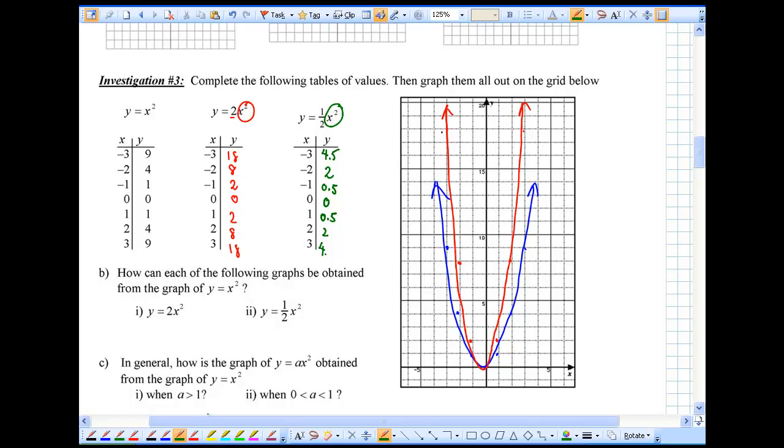Okay. I hope you can do that in your head too. And if not, oh well, you've got the answers now. 4 and a half. Negative 2 is 2. Negative 1 is 0.5. There you go. 2. And once again, if you don't have color, please label your graphs.